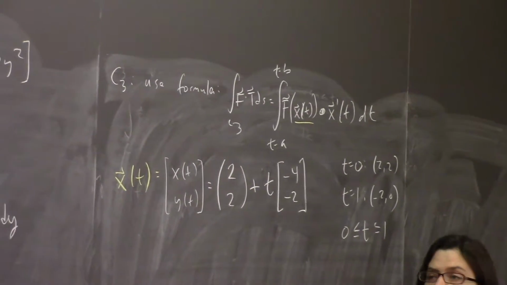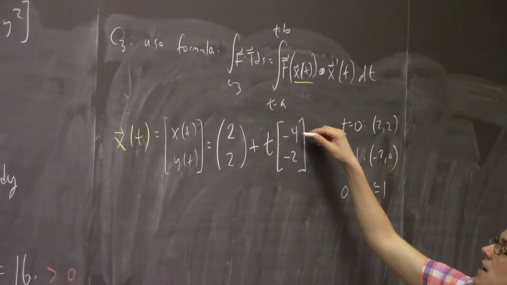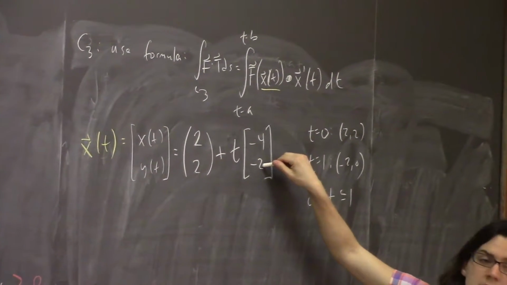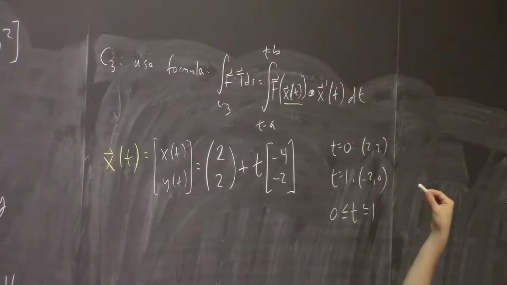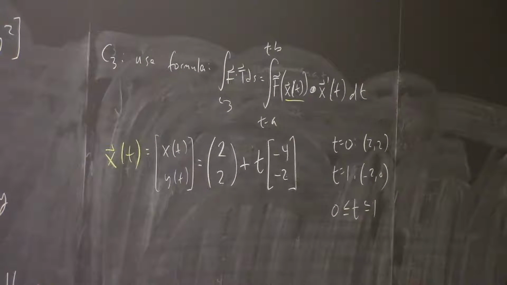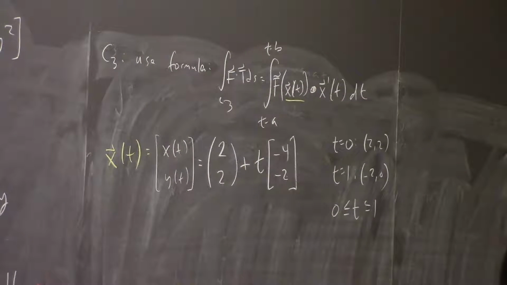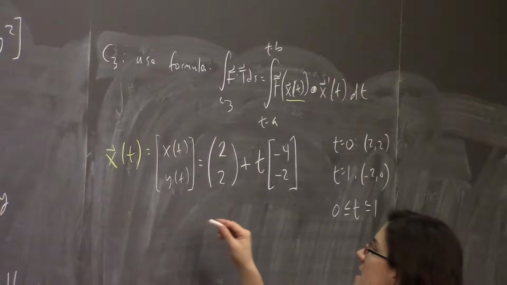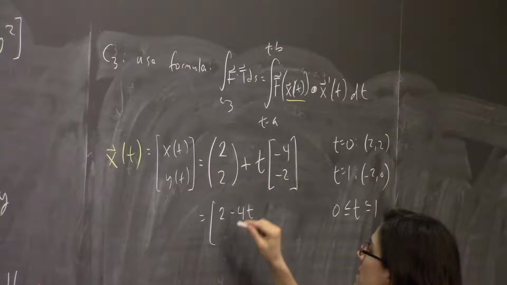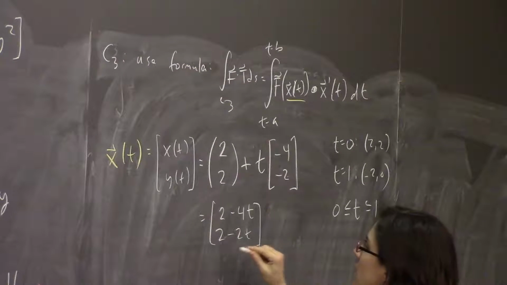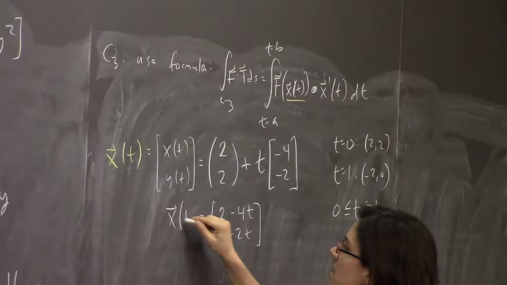You could also have said, I want this vector to be negative 2, 1, just half as big, but then you'd have to take your t all the way to 2, because it takes you 2 seconds to go from one point to the other. And everything would work out okay. Okay, so this is our x of t. I'll write this in more compact form as 2 minus 4t, 2 minus 2t. So that's our x of t.